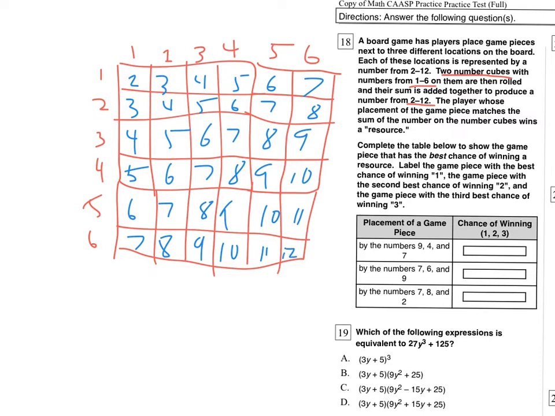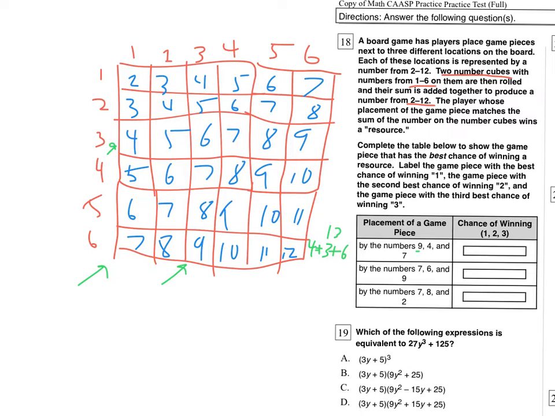Okay, so if we're looking for the chances of winning, we want the ones that show up the most. So for this one, I'm just gonna count up how many times all of these numbers show up. So 9 shows up, I see in this diagonal, 4 times. And then 4 shows up in this diagonal, and it's 3 times. And 7 shows up in this diagonal 6 times, so that's a total of 13.